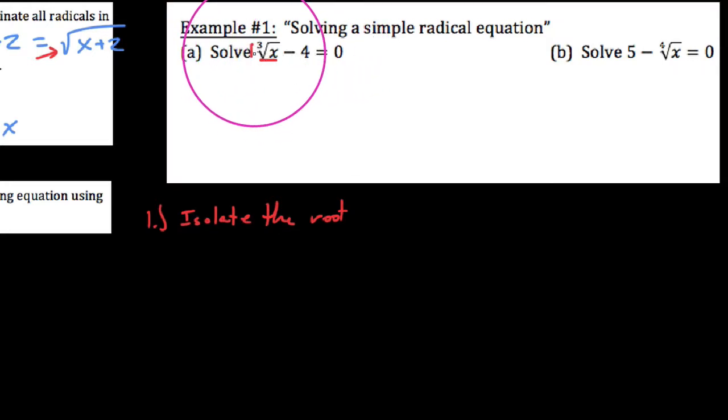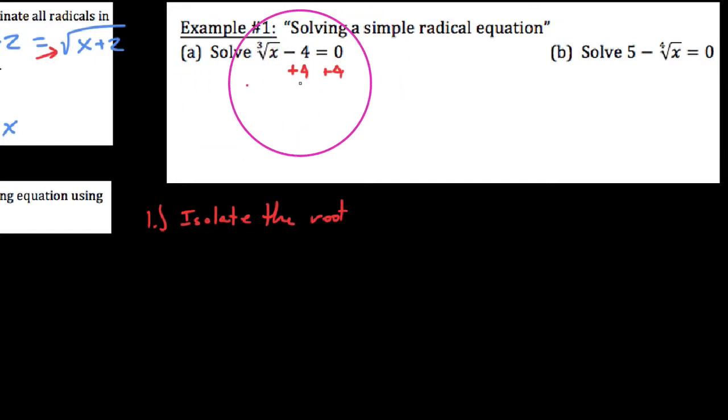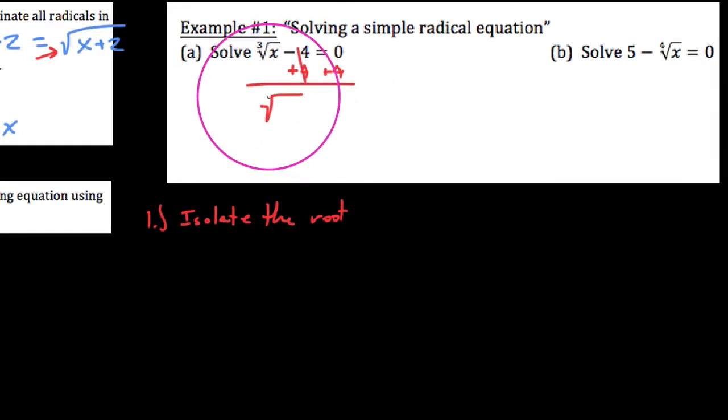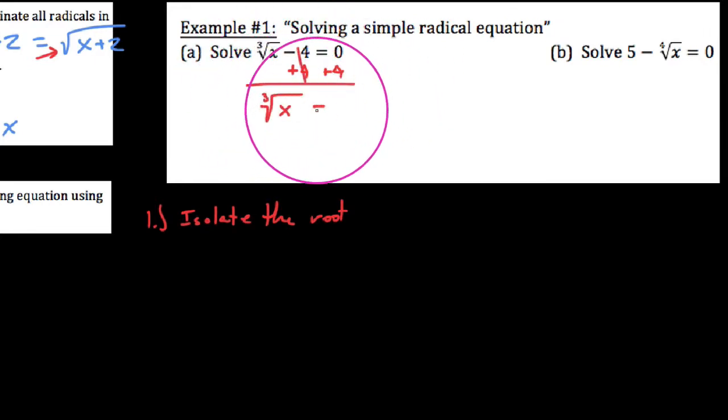I also notice that it has a coefficient of 1. We're not going to have to deal with this coefficient of 1, but if it were a 2 or anything else, we would have to deal with that also. So isolation of this cube root means that we are going to add 4 to both sides. So we've just completed the first step in solving a radical equation like this, which is to isolate the root.